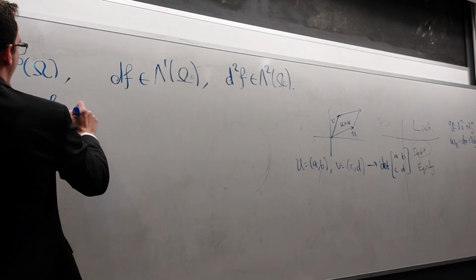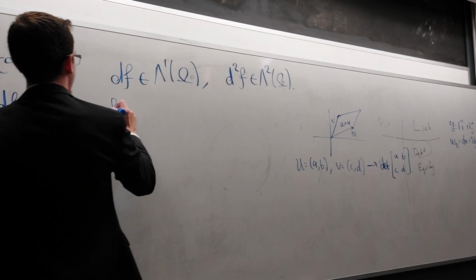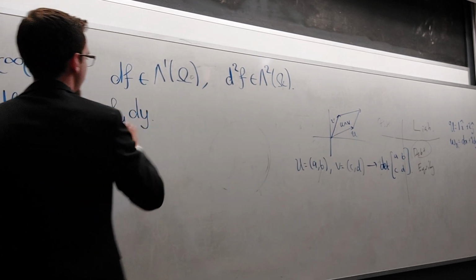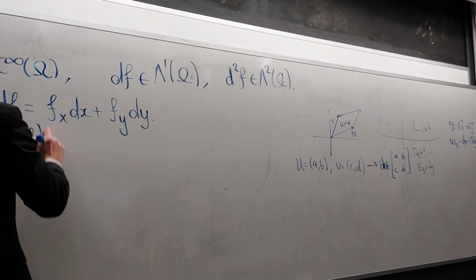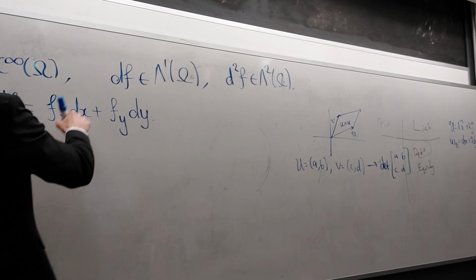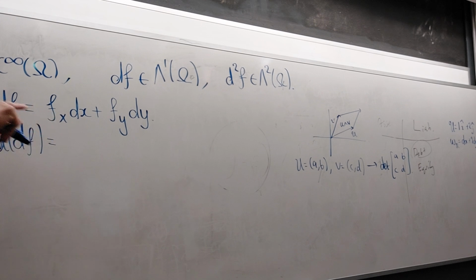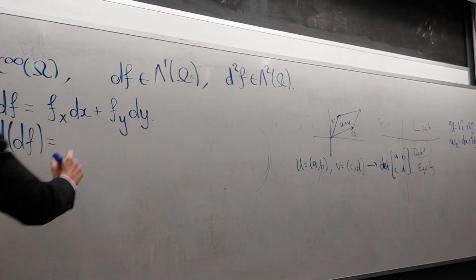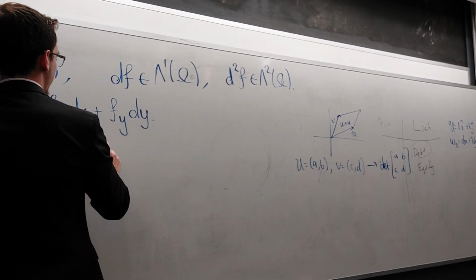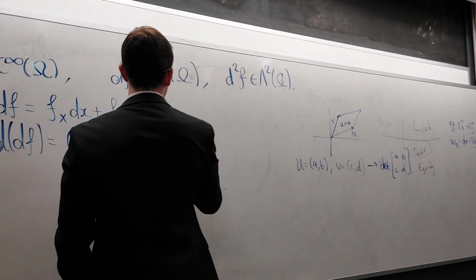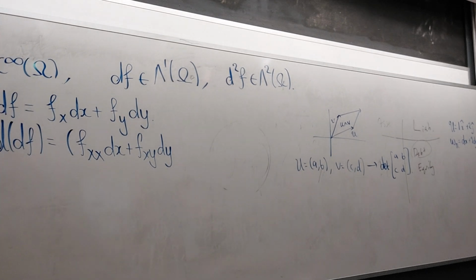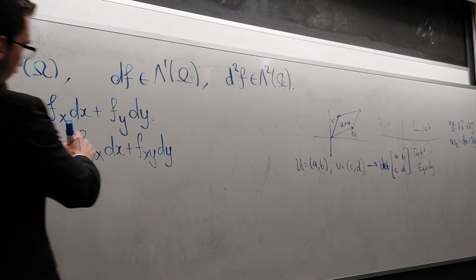df, f_x dx plus f_y dy, what am I going to do? I'm going to define the exterior derivative of this to be, well, I just look at the functions and take the exterior derivative of those. So I should have d(f_x) dx, d(f_y) dy, but I have this dx here.